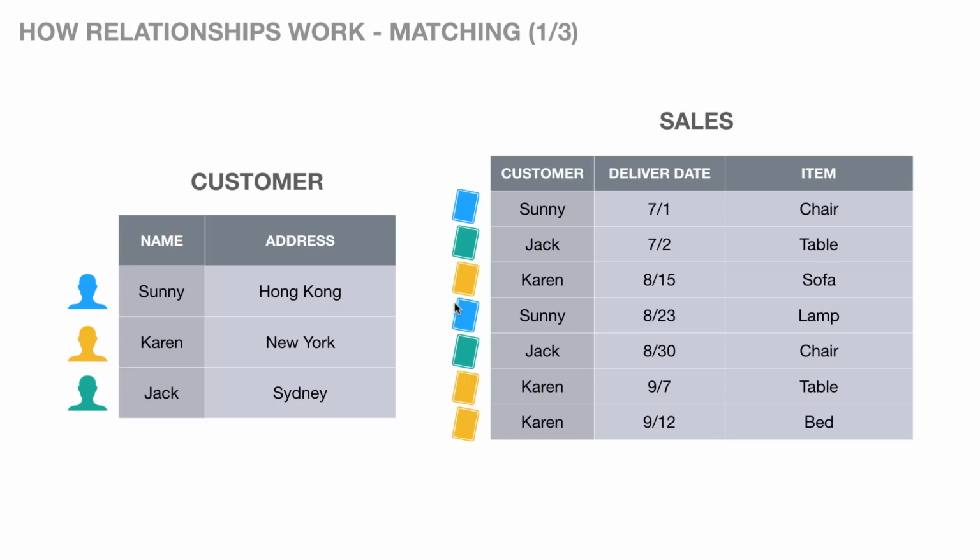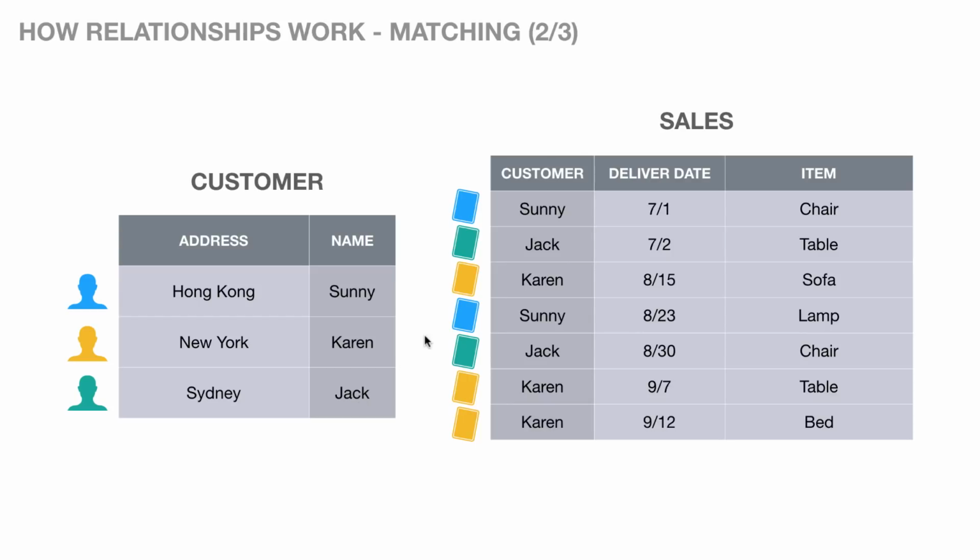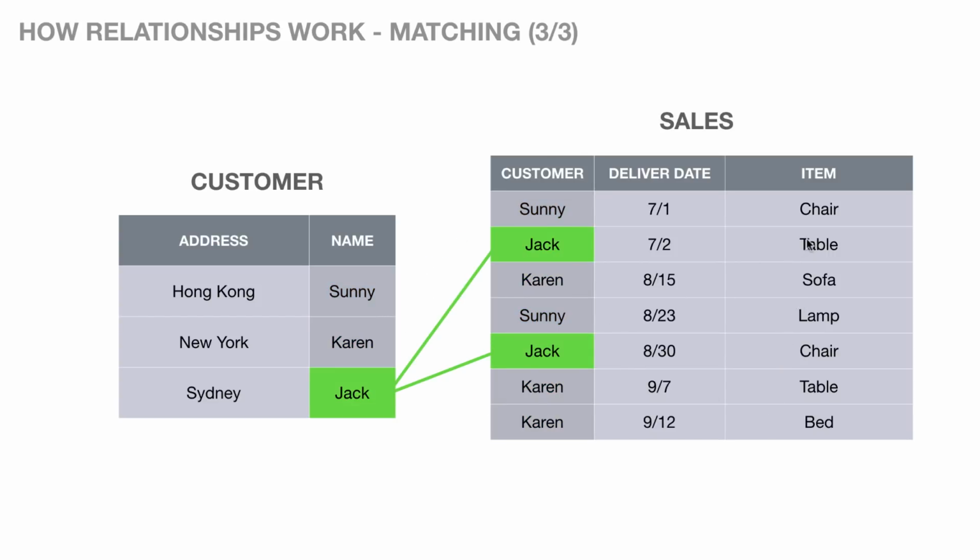Let me show you in a more visual way how it works. First, let me switch the position here and then remove the color code. The way matching works is that the computer will first look at Sunny in here, and then it will try to search in the sales table for any customer with the value Sunny. And once it's able to match things together, it's going to be related. And now I'll know that Sunny has bought a chair and a lamp, Karen has bought a sofa, a table, and a bed, and Jack has bought a table and a chair. So that is the most basic core of how matching works and how relationships work in database settings.